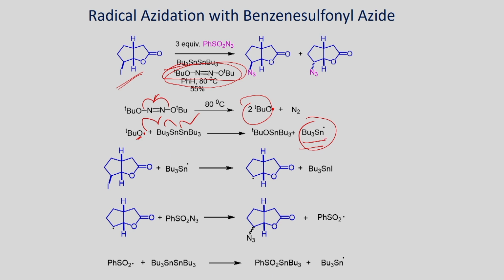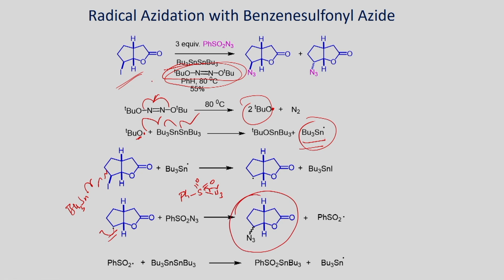Once you form the tributyl tin radical, already we have seen, if you have the carbon halogen bond, which can readily react, you form the secondary radical. Once you have the radical, you have the sulfonyl azide which can undergo cleavage here. This radical and this radical, you will be able to get the azide derivative.